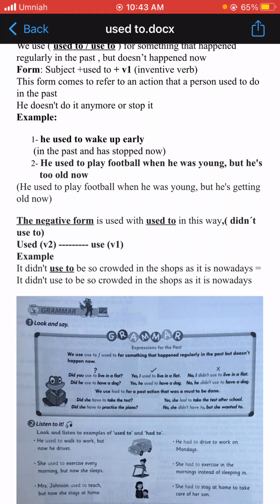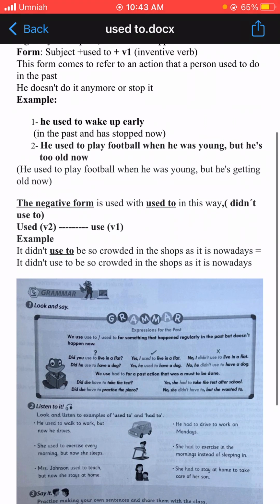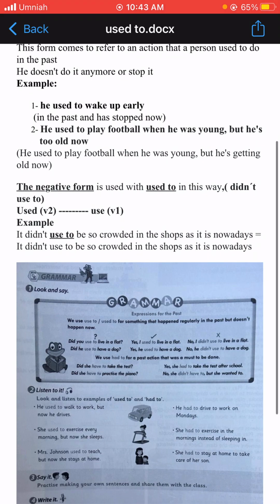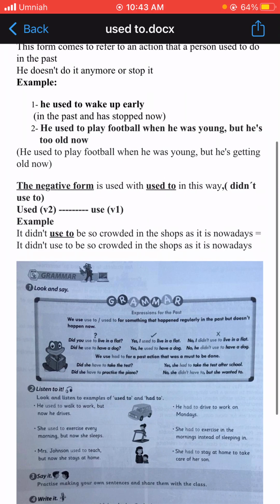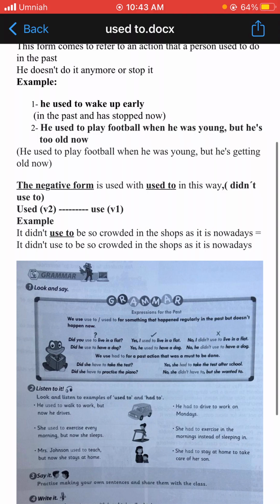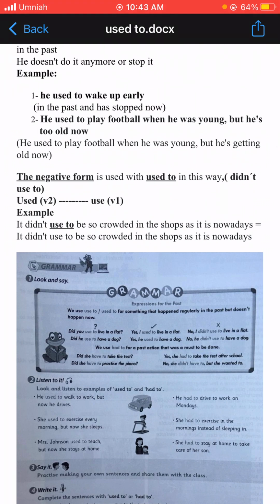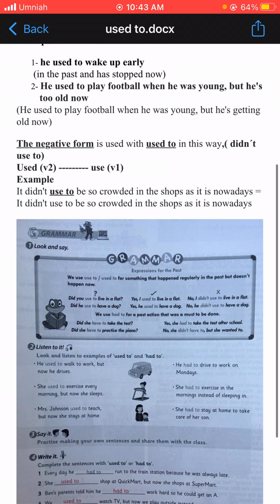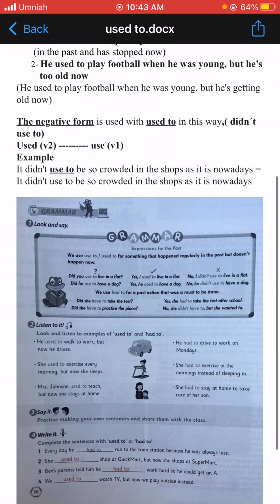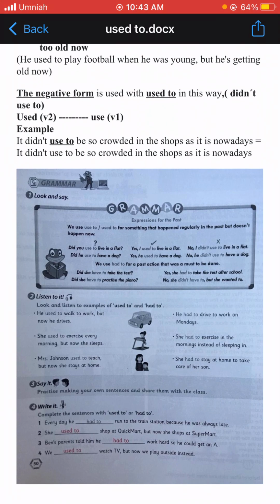We should know, guys, that after the verb to do, I mean does, did, don't, doesn't, didn't, we have verb 1. And the verb 1 from the verb used is use. So used is verb 2, use is verb 1. After the verb to do, we have verb 1. Use, verb 1, without D. Used, verb 2, with D. That's it, guys.